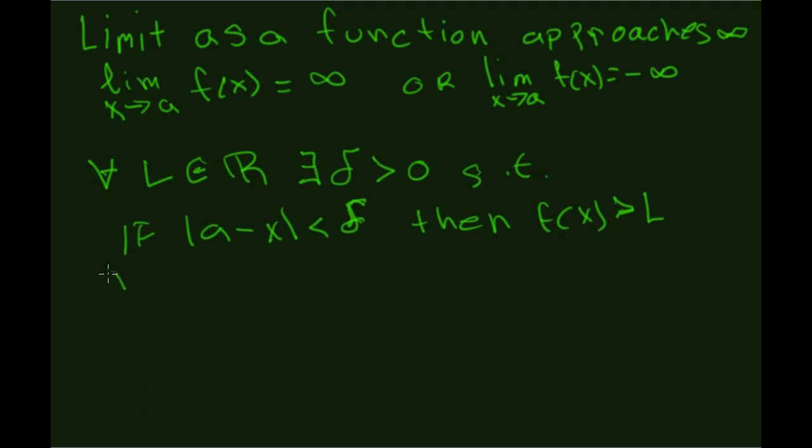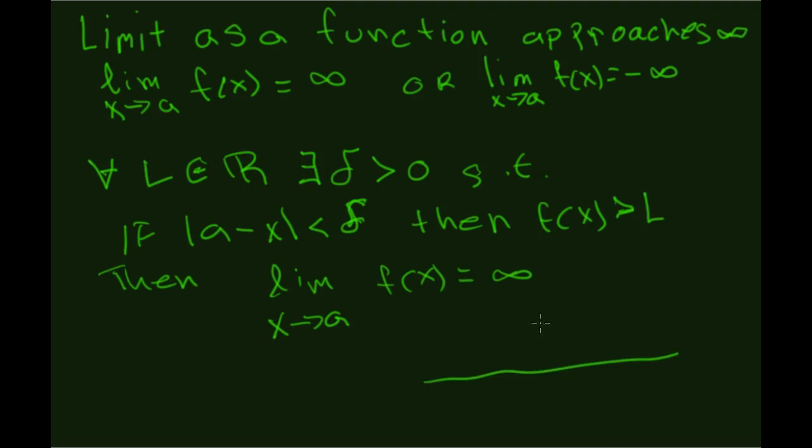So then I get the limit as x approaches A of f of x is equal to infinity. Something like this would look like, here's A, right? You get a vertical asymptote at A, and it's going off to infinity there and off to infinity there. No matter how close I get to A, ultimately I can always find something that's higher than the current L. So this is going to make that vertical asymptote happen.